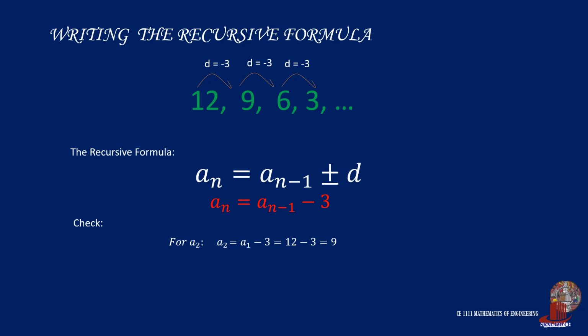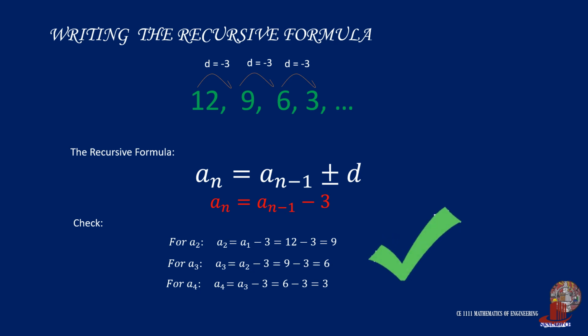or 12 minus 3 to give 9. A sub 3 is a sub 2 minus 3, or 9 minus 3, yielding 6. A sub 4 is taken as a sub 3 minus 3, that is 6 minus 3, which is 3. 9, 6, and 3 are the succeeding terms after 12.